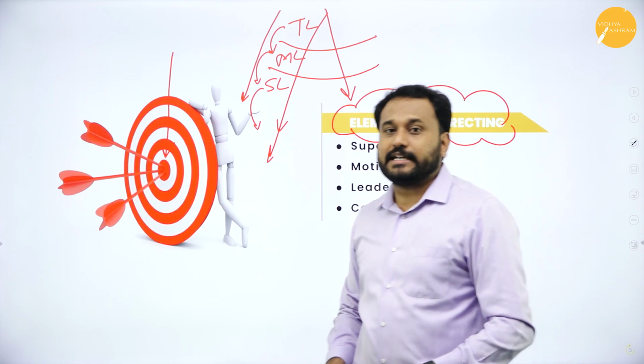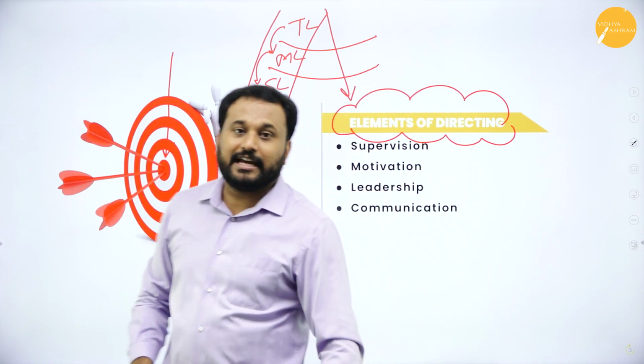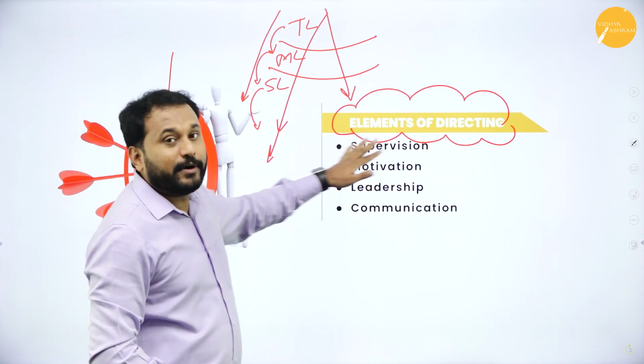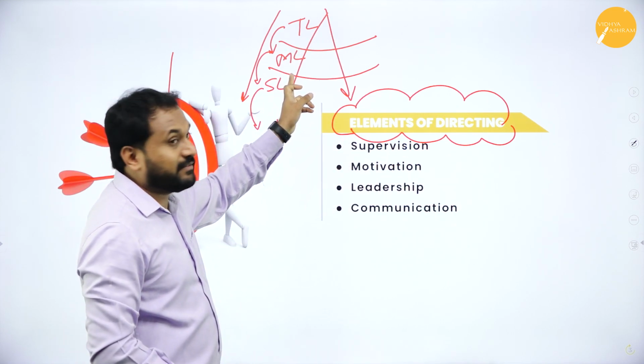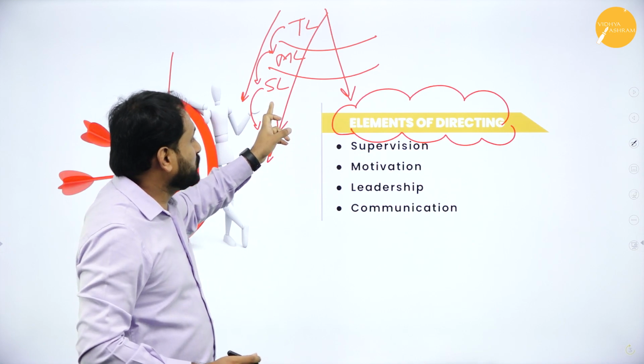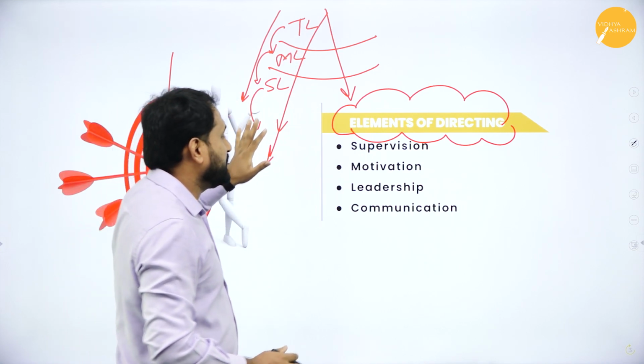So the elements of directing, there are 4 types of elements. Now the first one is supervision. That means who will supervise? Now the top level will supervise the middle level, the middle level will supervise the supervisory level. That is how supervision happens.